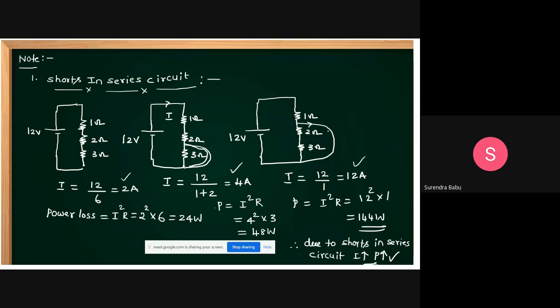Once it is shorted, the current is flowing like this. No need to consider these resistances. Now, if it is completely shorted, there is no resistance. If no resistance, in the ideal case we get infinity current: 12 by 0, infinity current. Practically, it is not infinity, but ideally it is infinity. Understand, students? This is the effect of shorts on a series circuit.